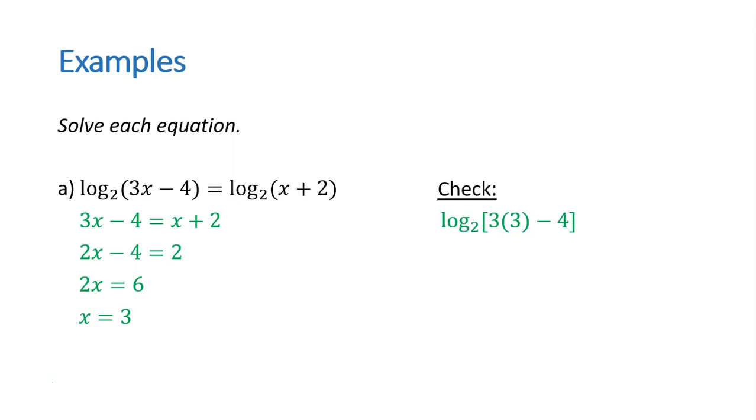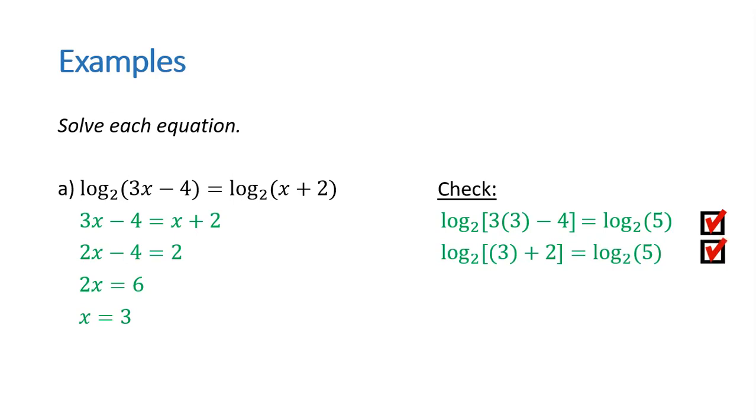So I plug it into my first logarithm. 3 times 3 is 9, 9 minus 4 is 5. So this becomes log base 2 of 5. That is completely defined, so that one checks out. Now we need to check the answer we found in the second logarithm. So log base 2 of 3 plus 2 is also log base 2 of 5, which is defined. Therefore, because both logarithms don't have a negative input when we plug our solution back in, this is a solution to our equation. Let's try another one.